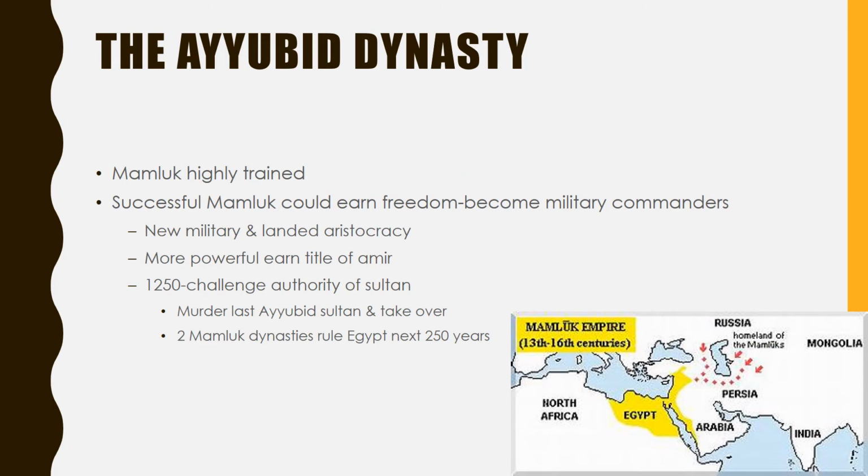So the Mamluks, again, are a very highly trained military force. What they would do is take young boys from different parts of the world, mainly southern Russia. If you look at the map on the right, you can get a sense of what I'm talking about: southern Russia, Turkey, Syria, that region. These young boys would essentially be slaves, and there's a whole system behind it.